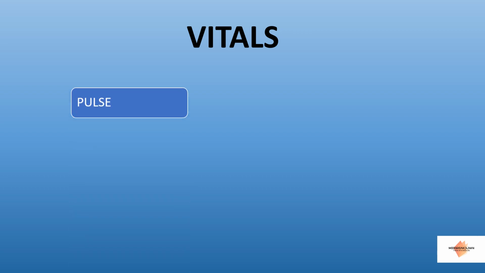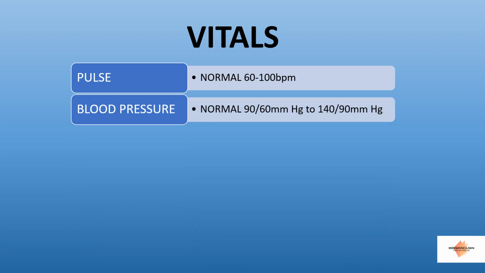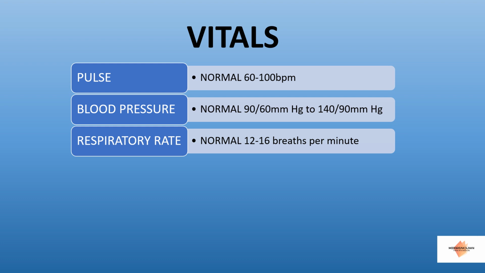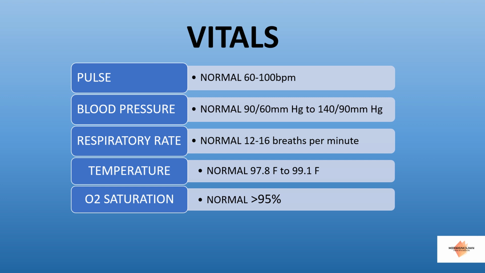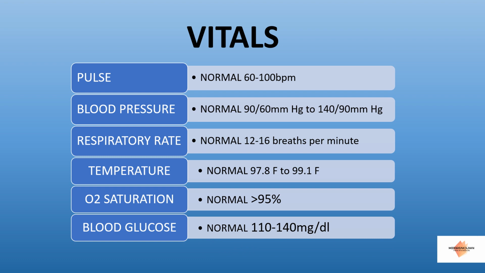of the patient. They mainly include: pulse, normal value is 60 to 100 beats per minute. Blood pressure, normal value is 90 by 60 mm of mercury to 140 by 90 mm of mercury. Respiratory rate, normal value is 12 to 16 breaths per minute. Temperature, normal is 97.8 to 99.1 degrees Fahrenheit. Oxygen saturation, normal is greater than 95%. Blood glucose, normal value is 110 to 140 mg per deciliter.